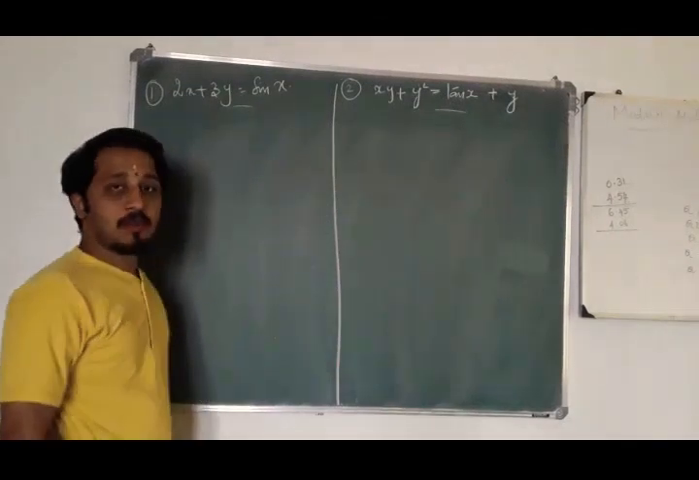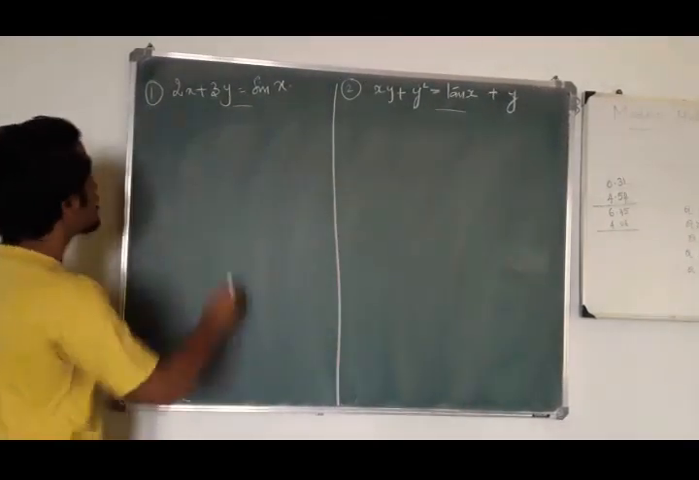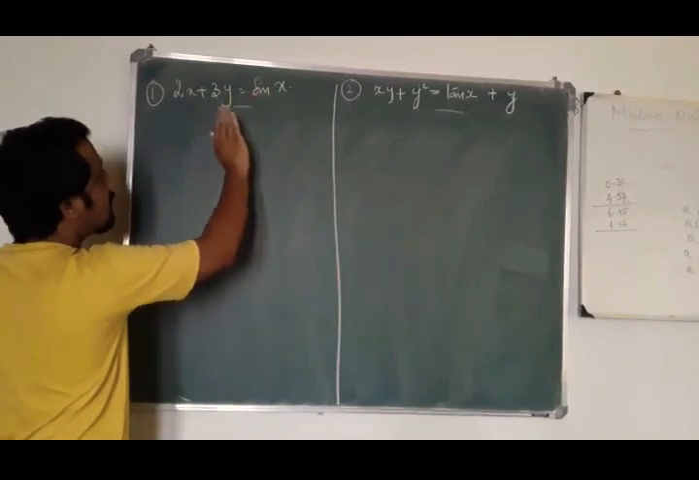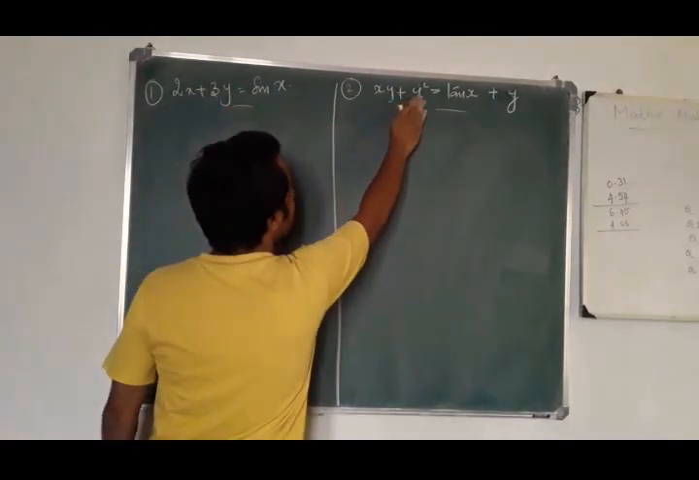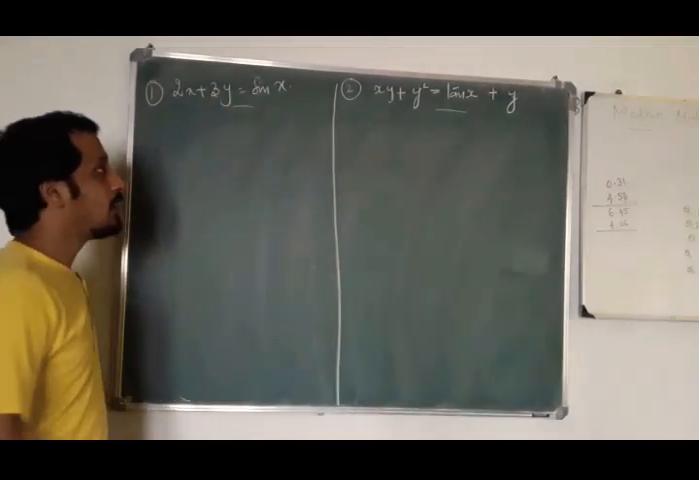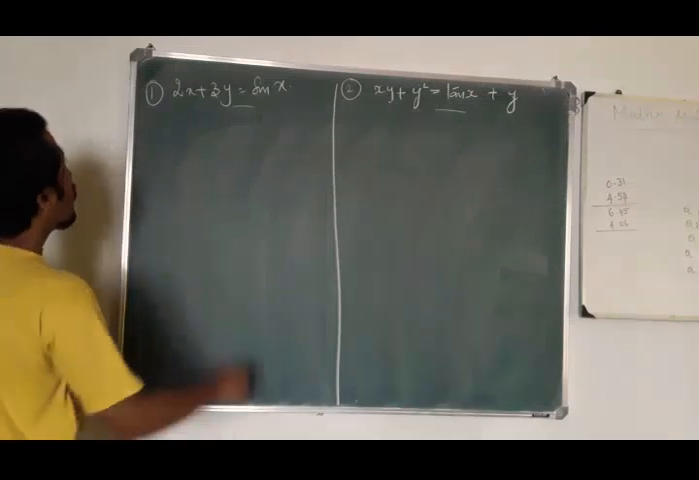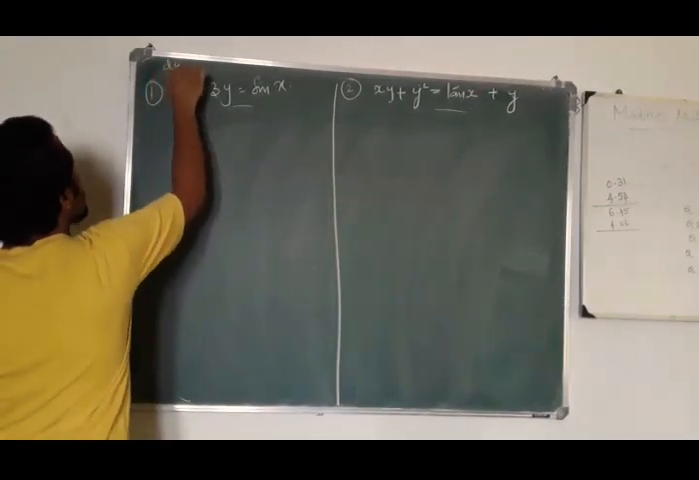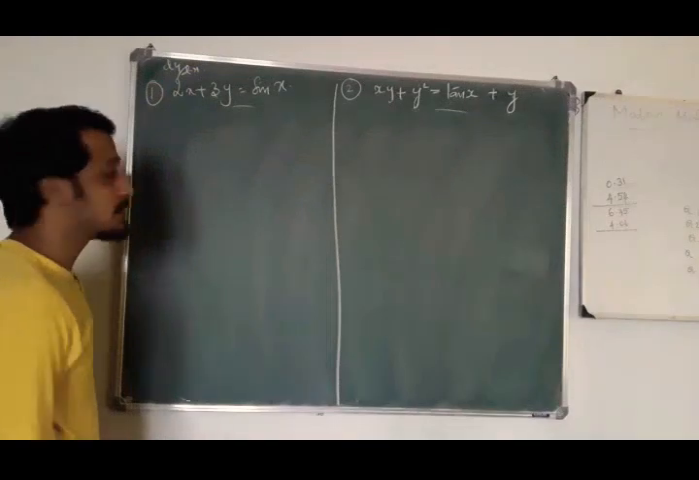So, the problems we are going to discuss are on implicit functions. First, 2x plus 3y is equal to sin x, and second question, xy plus y square is equal to tan x plus y. You have to find dy by dx. So, to find dy by dx, listen here.